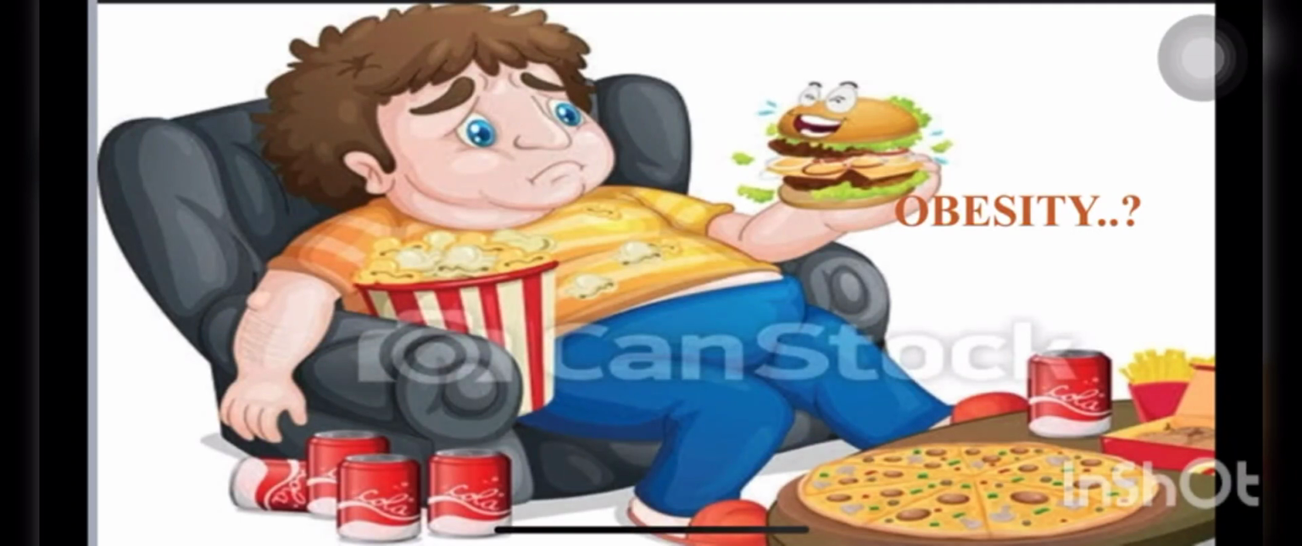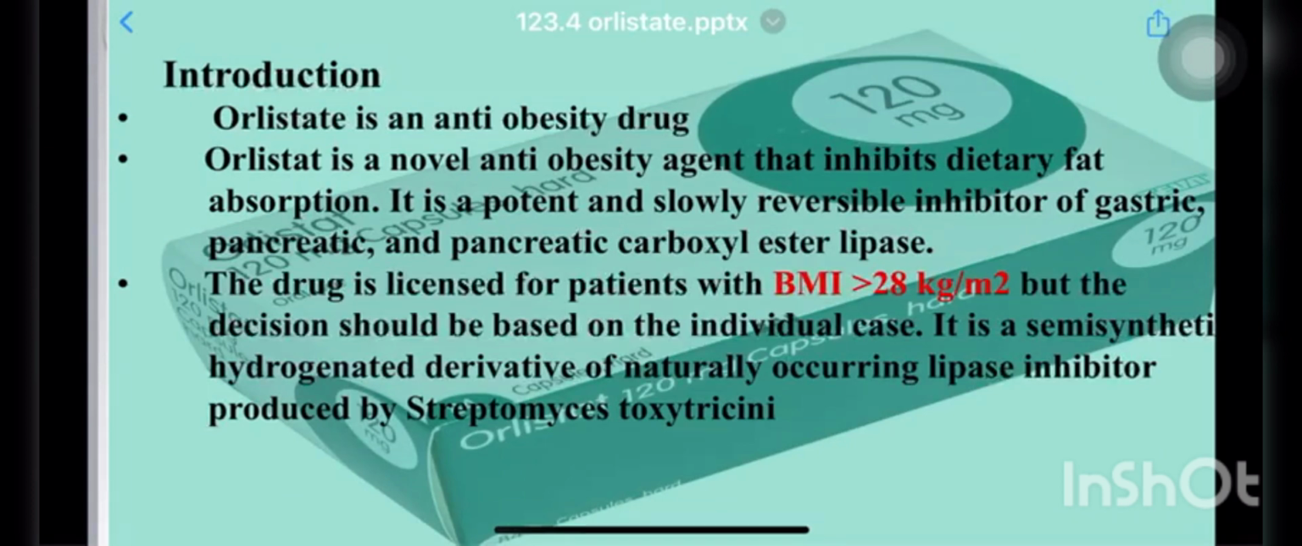Obesity is the excess accumulation of fats in the body that causes many diseases like diabetes, hypertension and many cardiac issues, because obesity is the mother of any disease. So here is an introduction of the anti-obesity drug which is known as Orlistat. Orlistat is an anti-obesity drug.